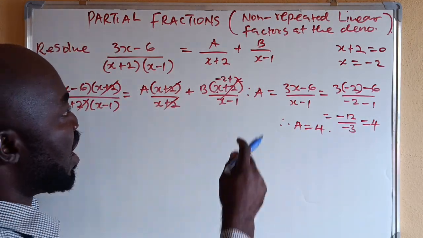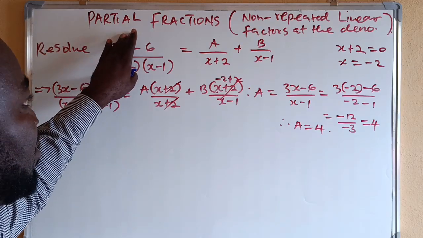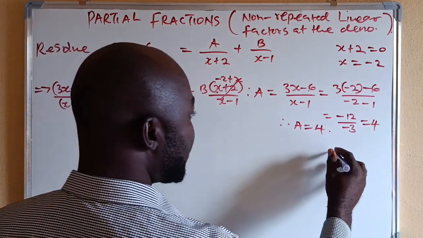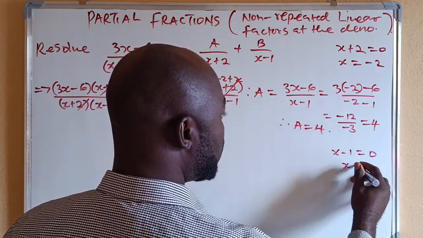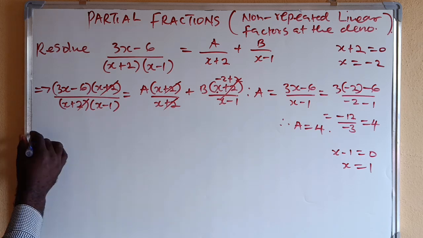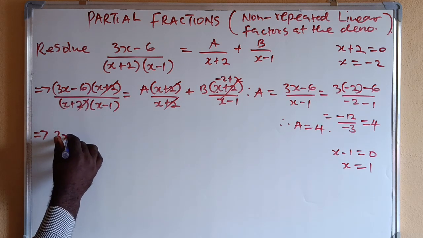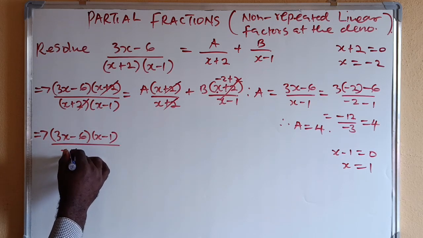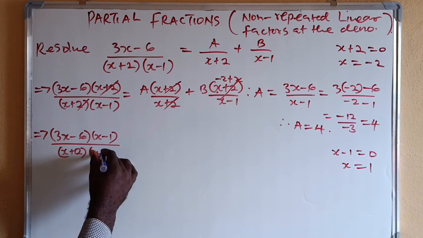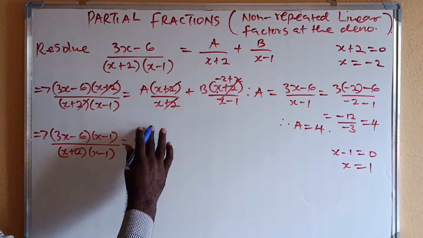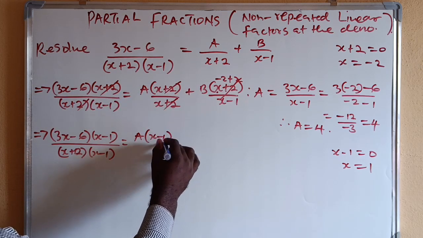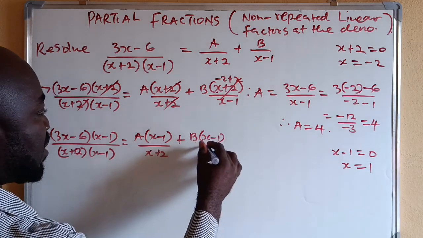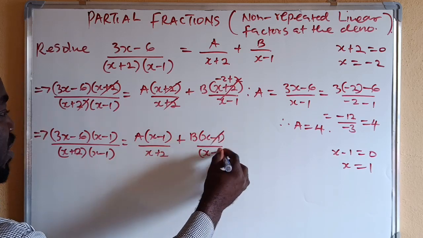Now to get my B, I'll multiply the left-hand side and the right-hand side by x minus 1. So take note that my x minus 1 will be equal to 0, so my x will be equal to 1. So this will imply that I will have 3x minus 6 multiplied by x minus 1 divided by x plus 2, and then x minus 1. Then I'll have my A over x plus 2 multiplied by x minus 1, then plus my B over x minus 1 multiplied by x minus 1. So this will bring this down.